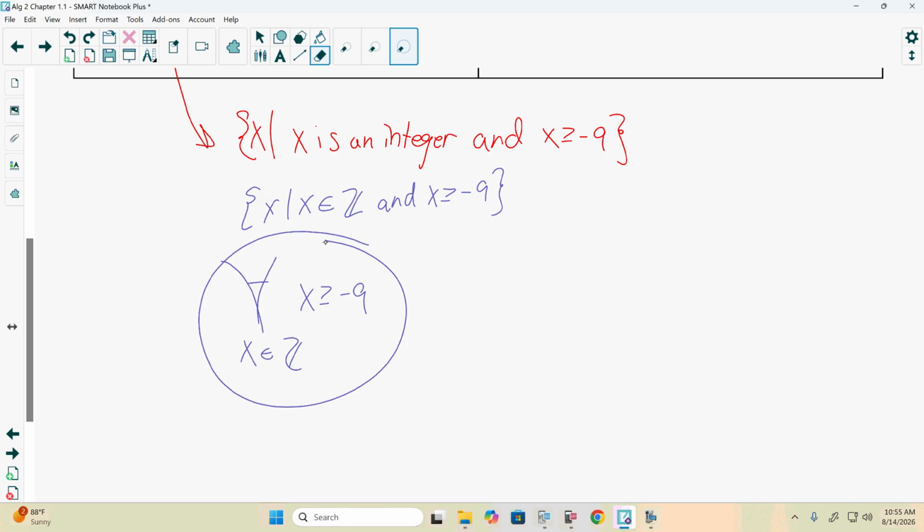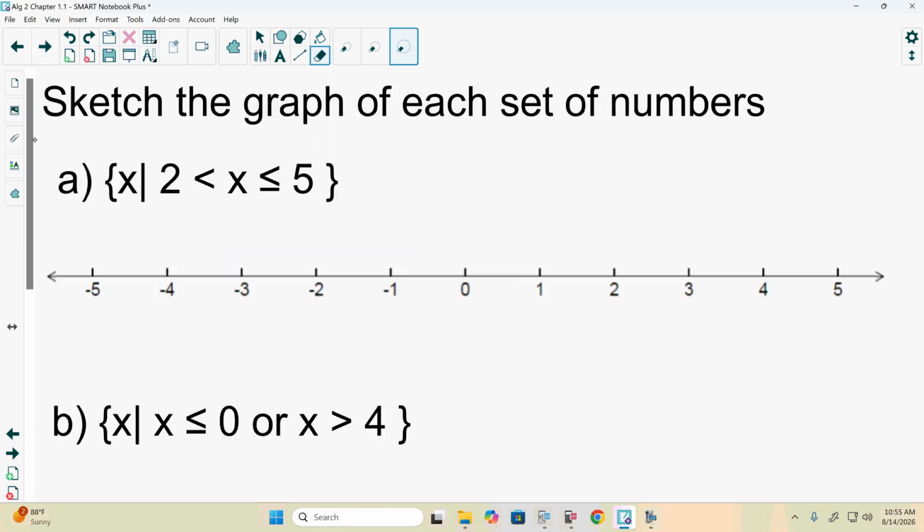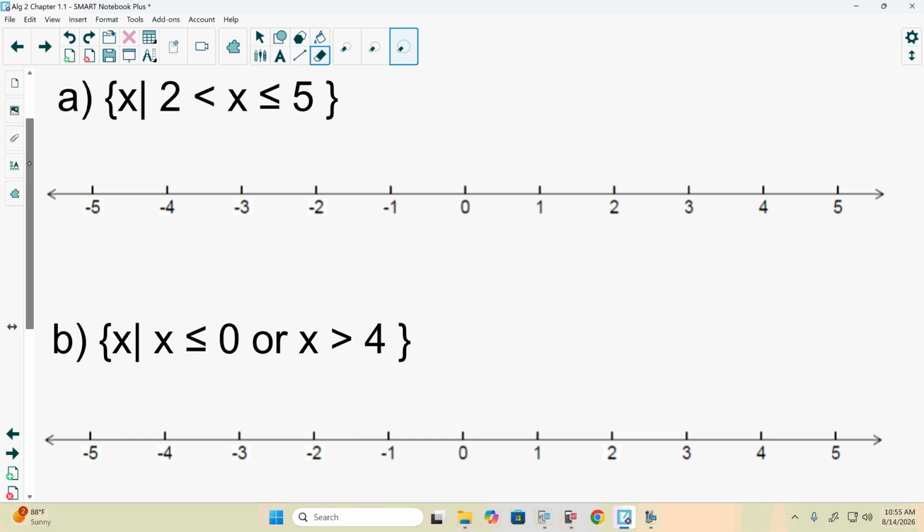Questions on set builder? Okay. Now the first thing we're going to do is actually not write in set builder notation. We're going to graph from set builder notation.